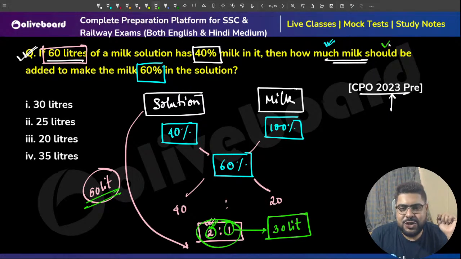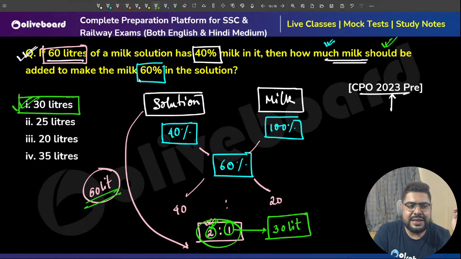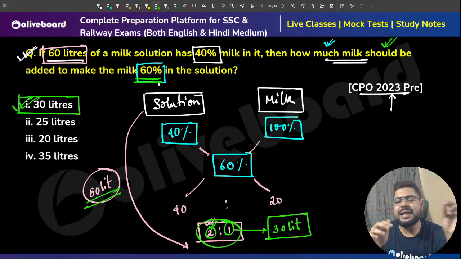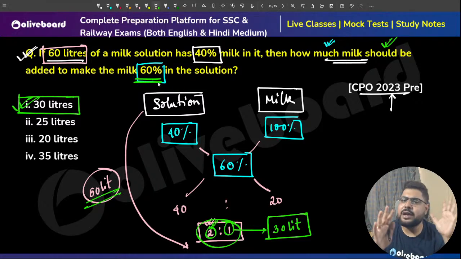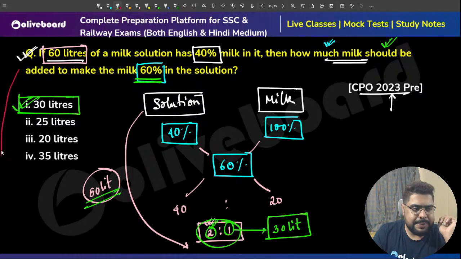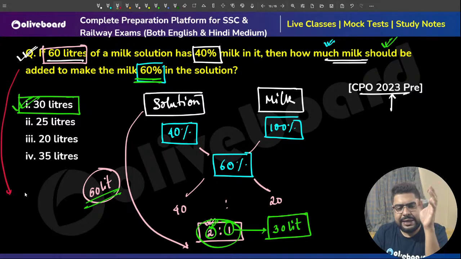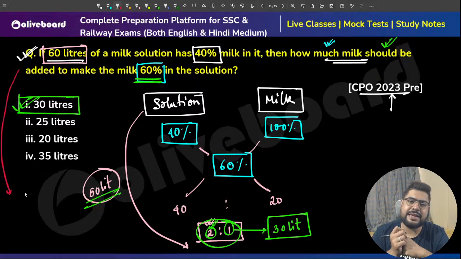So how much milk should be added? 30 liters of milk, that is option number 1, should be added to make the milk concentration 60%. So that was like different types. Now again, let me say this. Apart from the types we did, I did some advanced concepts. I just wanted to show you that this is where you can also use alligation.